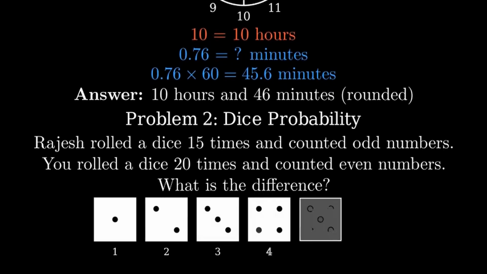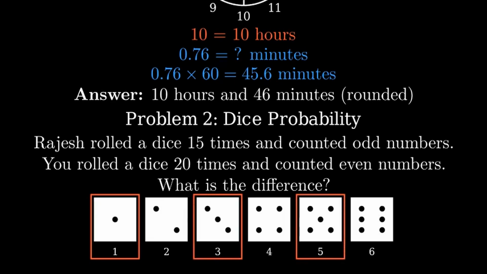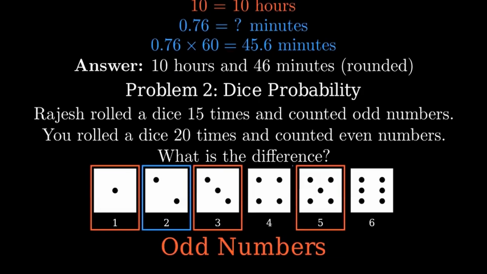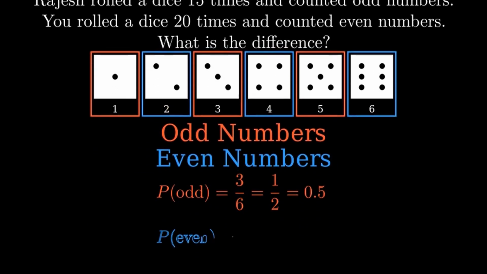A standard dice has 6 sides numbered 1 through 6. The odd numbers are 1, 3, and 5, and the even numbers are 2, 4, and 6. First, let's calculate the probability of rolling an odd number. There are 3 odd numbers out of 6 total outcomes, so the probability is 3 divided by 6, which equals 1/2 or 0.5. Similarly, the probability of rolling an even number is also 3 out of 6, or 1/2.